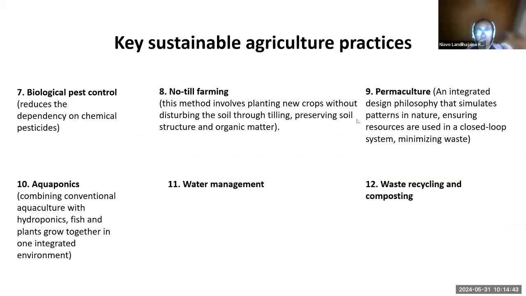Some other examples of sustainable agricultural practices are biological pest control, which reduces the dependency on chemical pesticides. Then no-till farming. These methods involve planting new crops without disrupting the soil through tilling, preserving soil structure and organic matter. Niavo, permaculture. I have a quick question. How common is no-till farming right now? No-till.